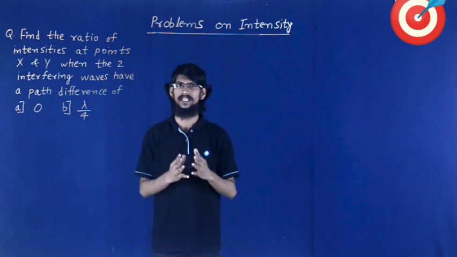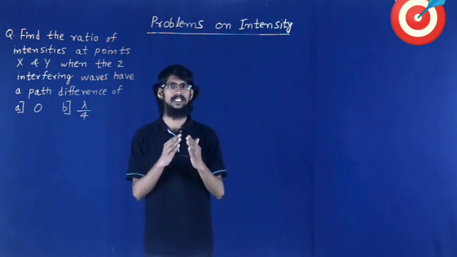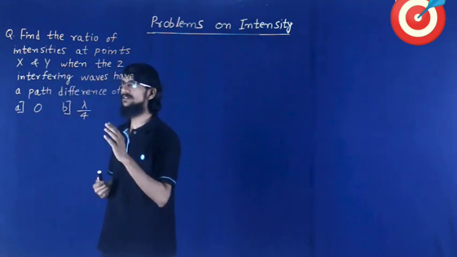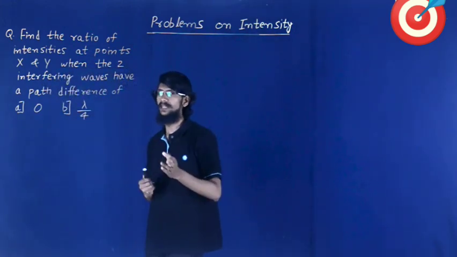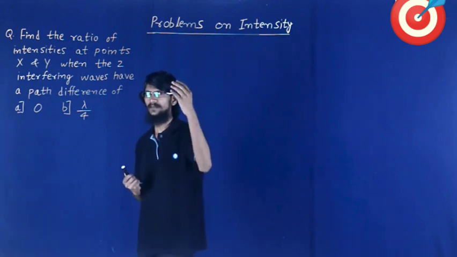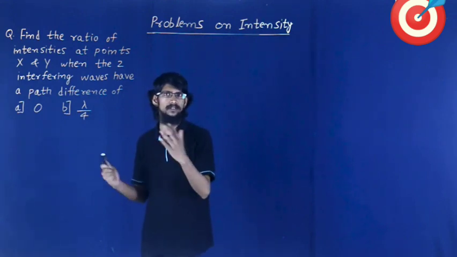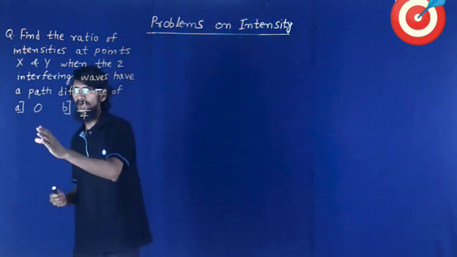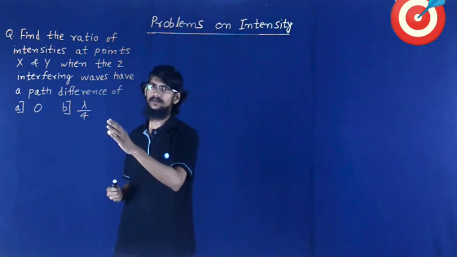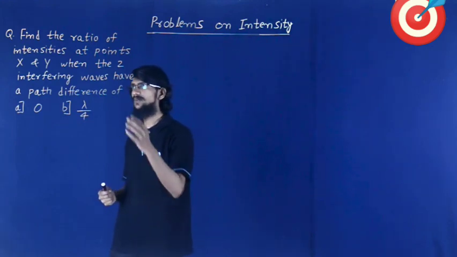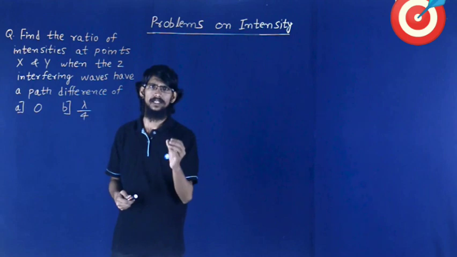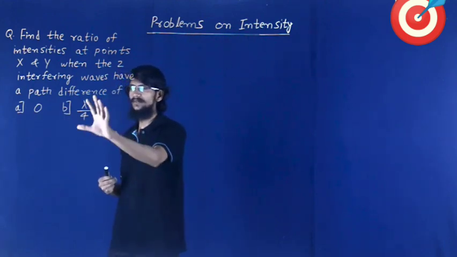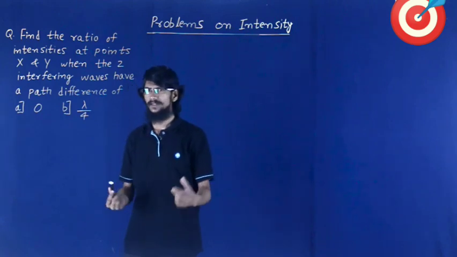Hello students. Let's consider a few more problems based on the intensity of the coherent sources. We have a question. Find the ratio of the intensities at points x and y. That means we want the intensity at x divided by the intensity at point y, when the two interfering waves have a path difference of 0 and λ/4. What does that mean? At point x, we are going to have a path difference of 0, and at point y, we are going to have a path difference of λ/4. So let's find out.